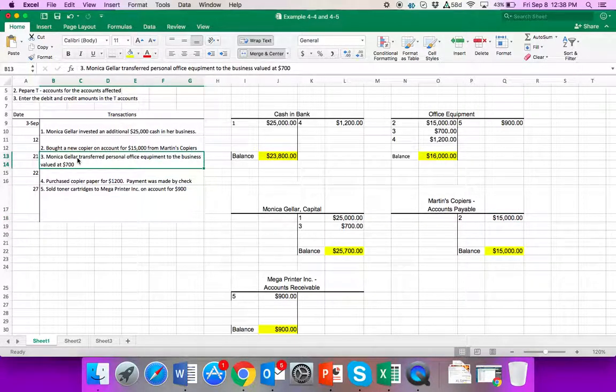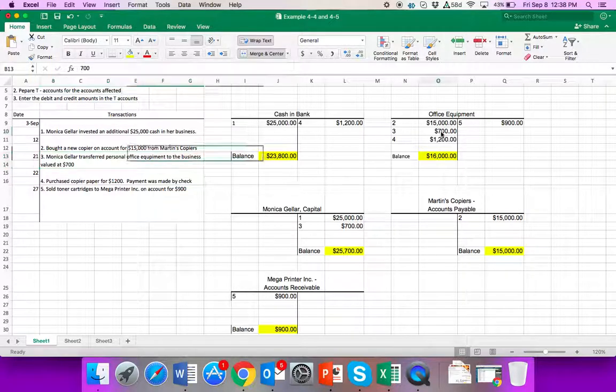The third transaction we're going to look at says Monica Geller transferred personal office equipment to the business valued at $700. All right, so she's transferring office equipment. So again, we're increasing office equipment. So we're going to debit office equipment for $700. Okay, she is donating it, giving it to the business, however you want to look at it, so that it is now part of the business and not her personal. So we are going to increase capital by $700. The business didn't have to buy it. The business didn't have to do anything like that, so there's no cash in bank or accounts payable.